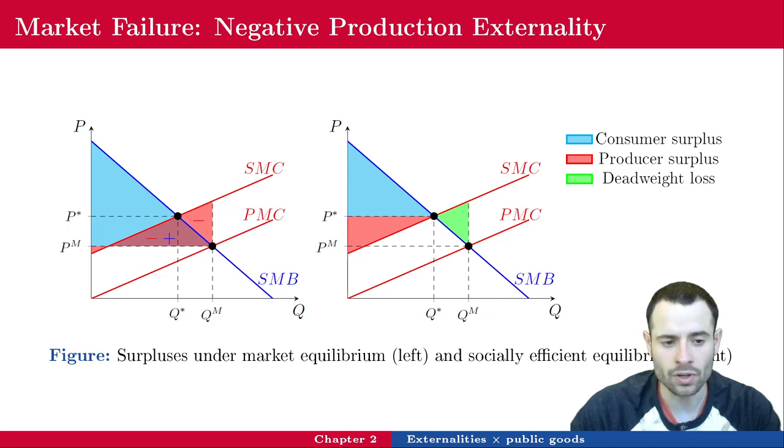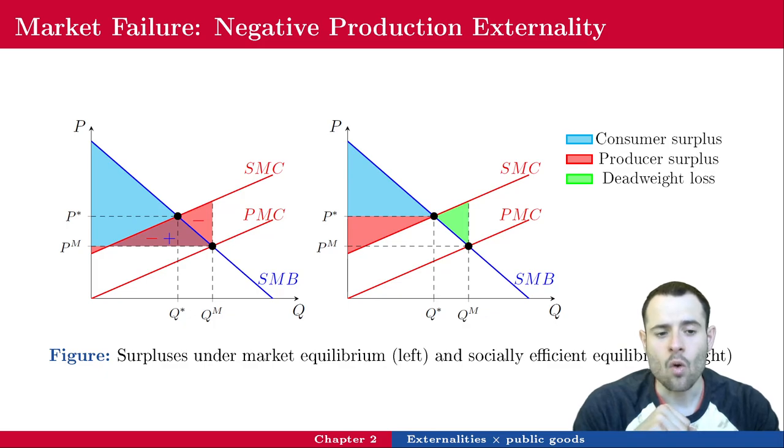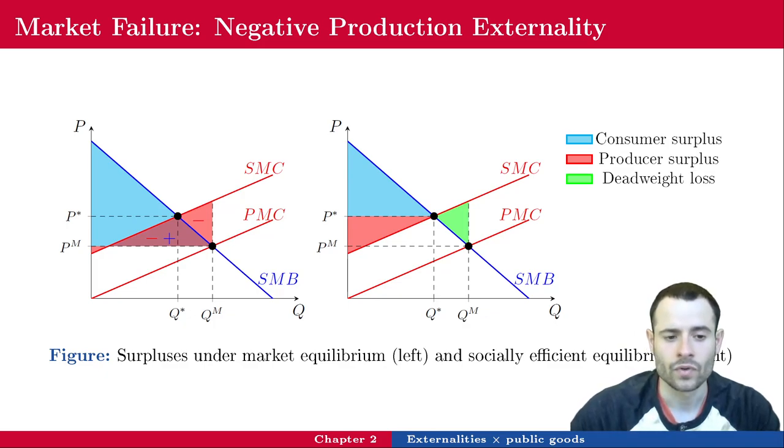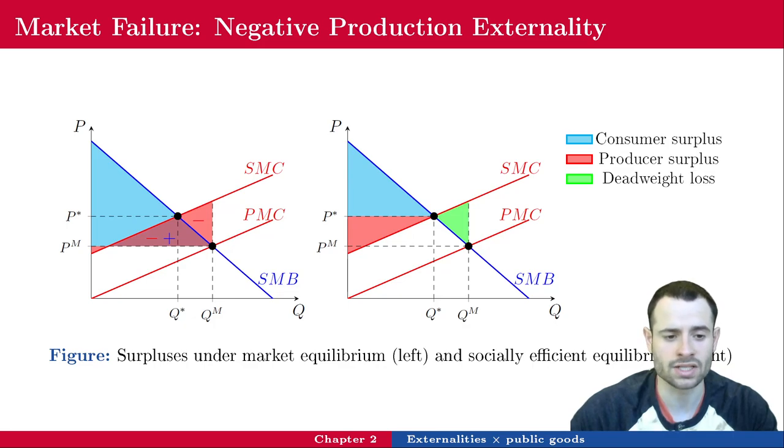Once you cross this point, a jar of Nutella is more expensive to produce in terms of Ferrero's costs plus environmental costs. It is more costly to produce than what it is being sold for. So that's why this area becomes negative, because the cost becomes higher than the price. So this whole triangle becomes negative.